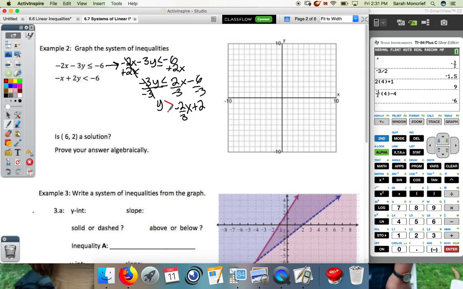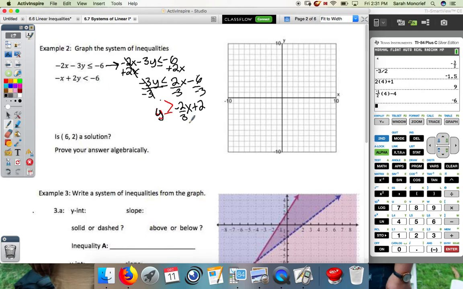Now, this sign right here, we have less than or equal to, but we divided by negative 3, so it's going to have to flip to greater than or equal to. So we are truly left with y is greater than or equal to negative 2/3 x plus 2. All right, we did one of them. Now it's time to go again. So we have negative x plus 2y.